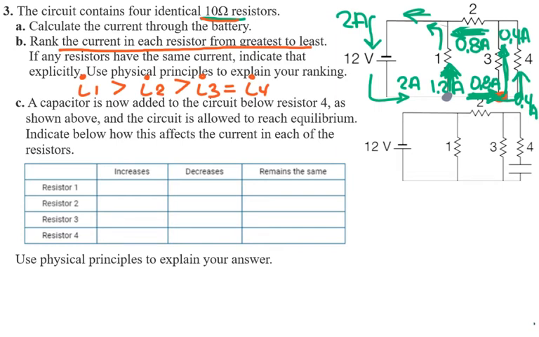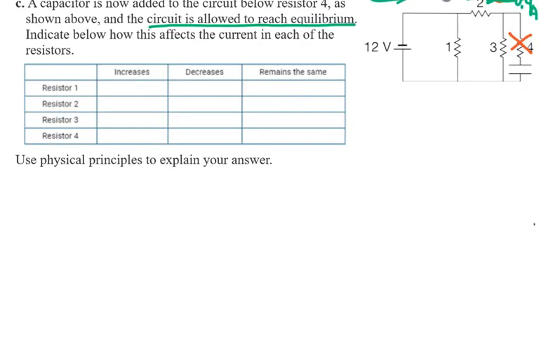And for part C, they say a capacitor is now added to the circuit below resistor 4 as shown in our circuit on the right, and the circuit is allowed to reach equilibrium. Indicate below how this affects the current in each of the resistors. When they say that the circuit is allowed to reach equilibrium, that means the capacitor is fully charged. If the capacitor is fully charged, then the current does not go through this part. So I will redraw the circuit for myself right here.